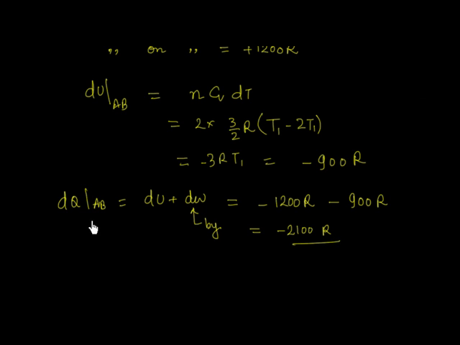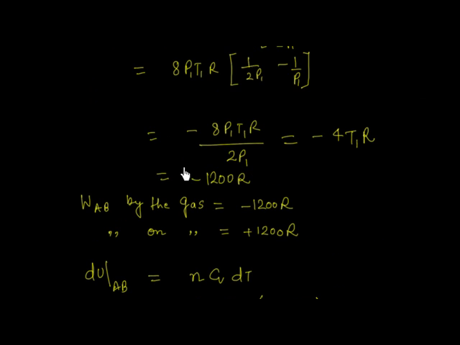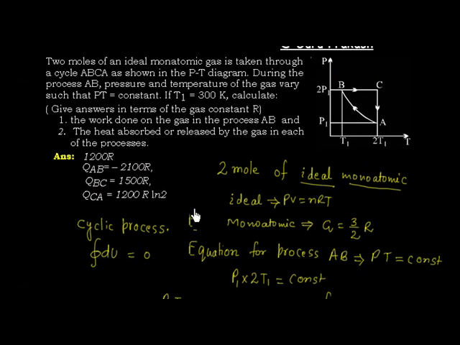We can similarly calculate dQ in process BC. So let us calculate dQ in process BC. So that is asked here. You see, we have to calculate the heat absorbed in each process. So what is the heat absorbed in process BC? You see, process BC is an isobaric heating. So P is constant. So we can easily calculate the work done.